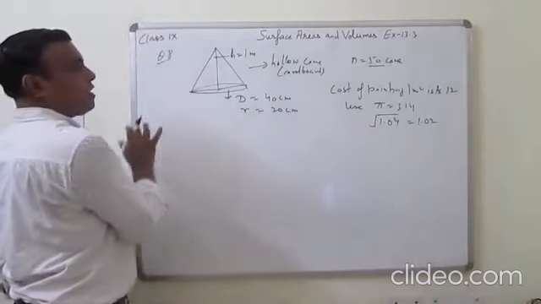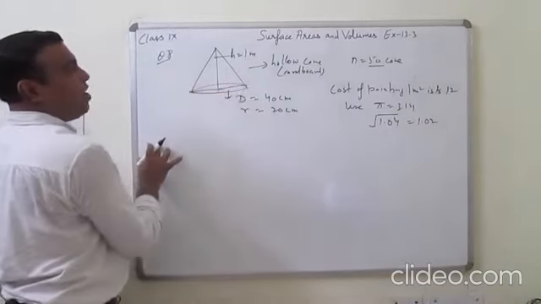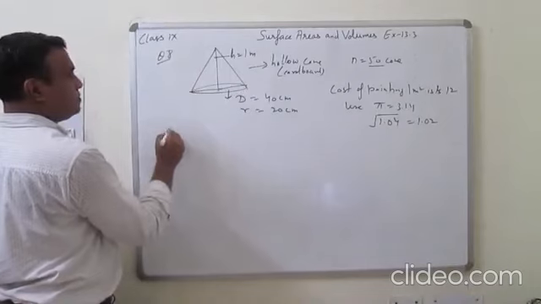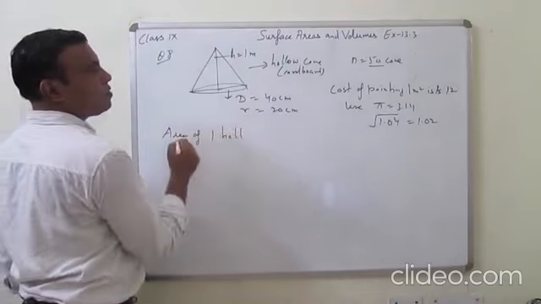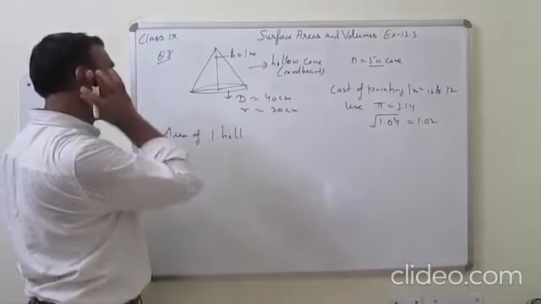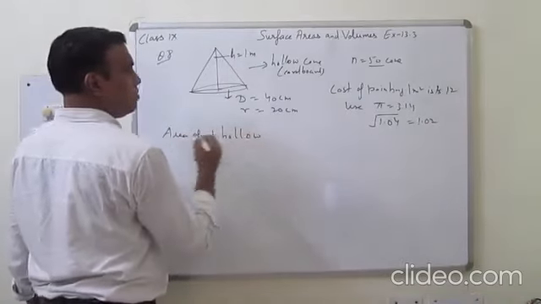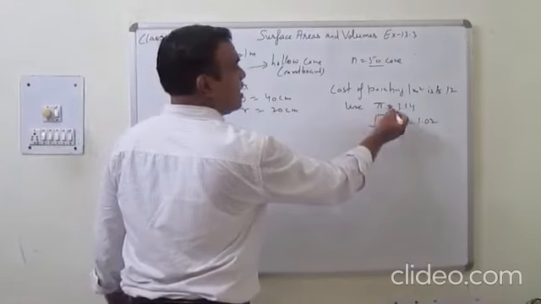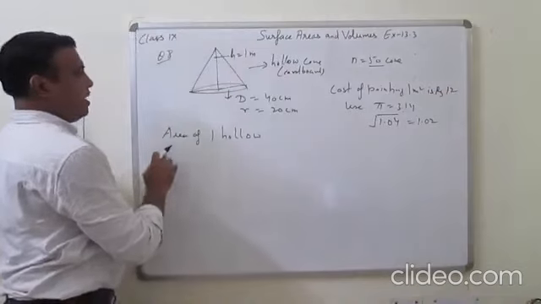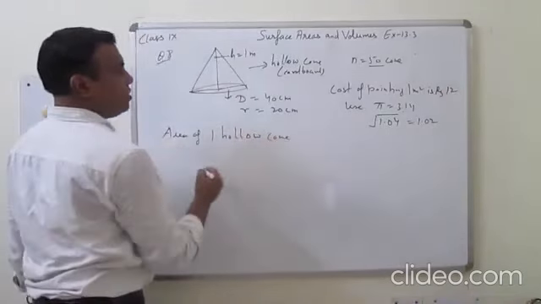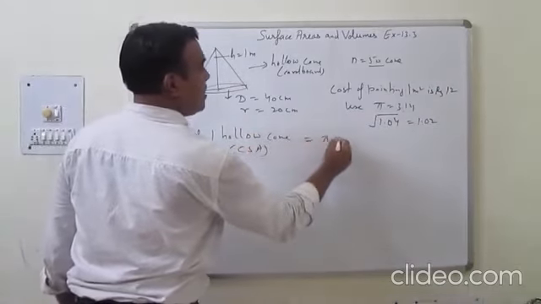Now इसमें भी अपन को क्या करना है? Hollow cone है, नीचे कोई मटेरियल नहीं लगा, it is open. So area of one hollow cone कितना होगा? Use pi is equal to 3.14, cost is rupees 12 per meter square. Now area of one hollow cone is equal to CSA of cone, that is pi r l.